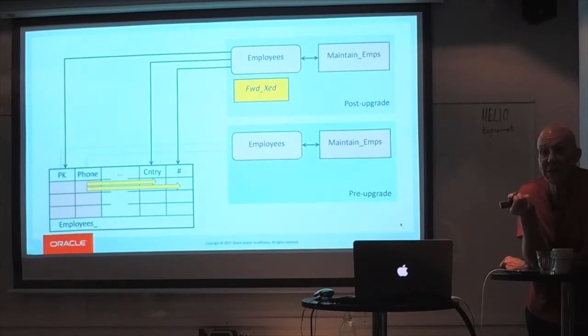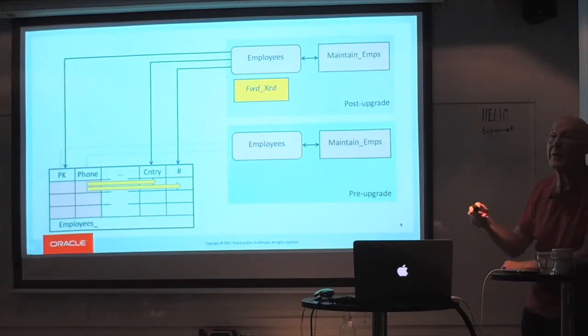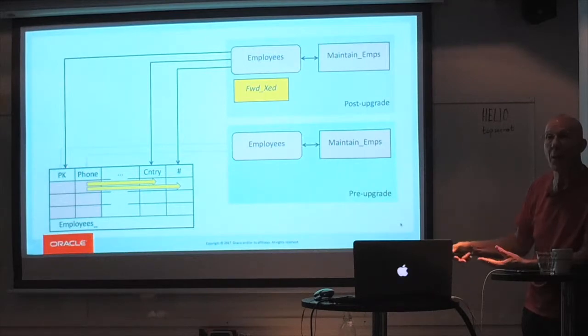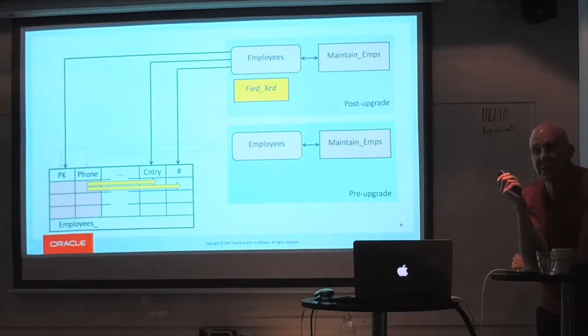And in the case I just described, you have the trigger in place so that when end user activity comes in through the editioning view and fires whatever triggers it needs to fire there, it will also hit the table and fire the forward cross-edition trigger on the table.